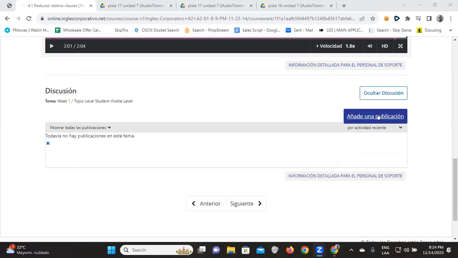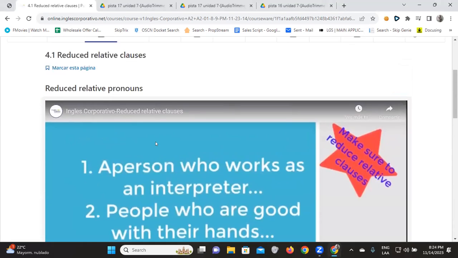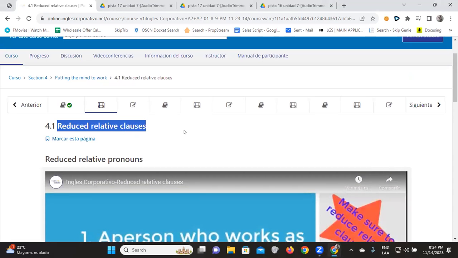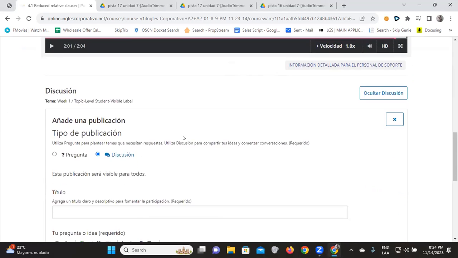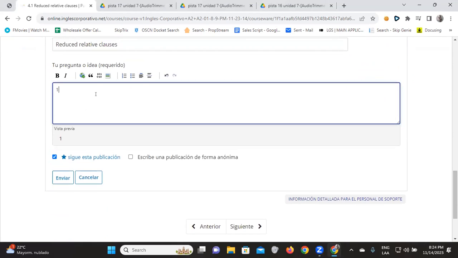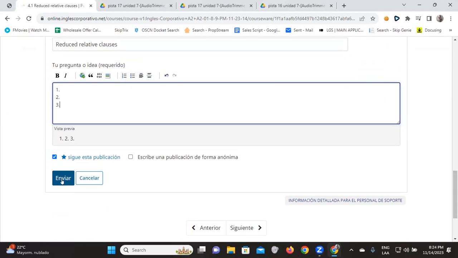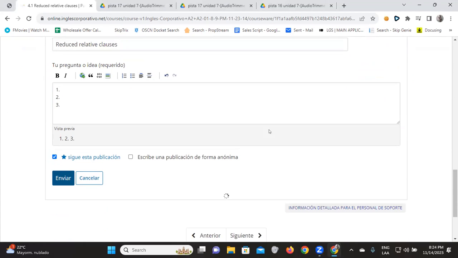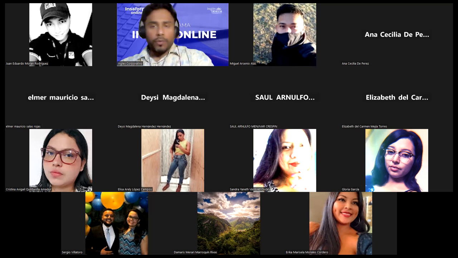You're going to go to Añade una publicación. You're going to go where it says título, reduced relative clauses, and put it there. And here, I want you to give me 1, 2, 3 examples. And then you're going to click enviar. Any questions? No, teacher. Okay. You will have 5 minutes, and then we will hear your examples. Ready? Let's go.